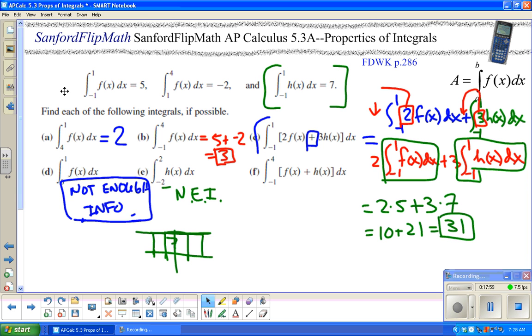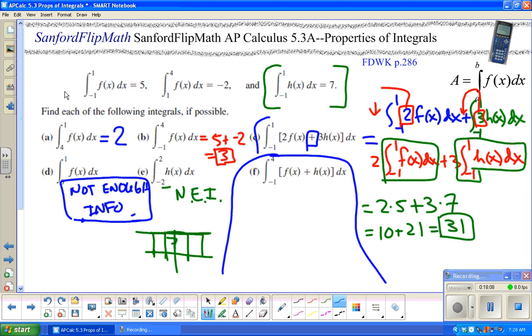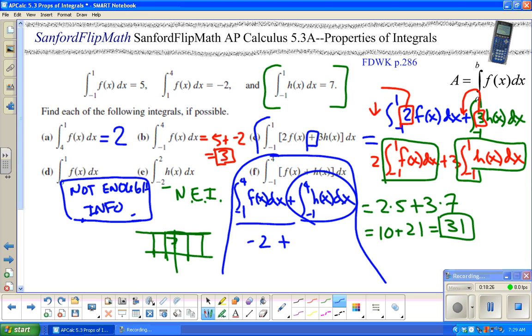Okay. And then last one here, I can break this up and say, so this is for f, okay, and I know things are getting a little tight here. From -1 to 4 f of x dx plus -1 to 4 h of x dx. Okay, so -1 to 4, that's -2 for f of x plus, I don't know what to do with h of x.